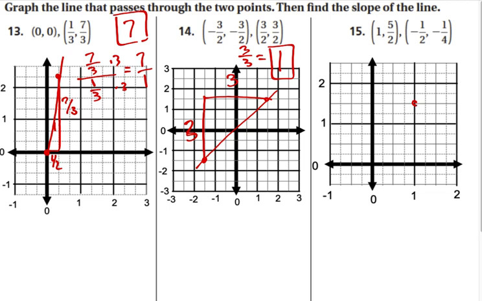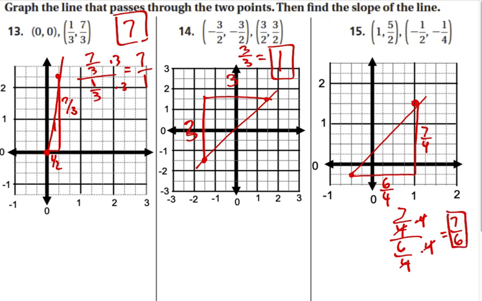Okay, number 15. 1 comma 5 halves and negative a half, negative a quarter. The slope here. Well, we need our right triangle. Here we are going 6 quarters. And here we're going 1, 2, 3, 4, 5, 6, 7, 7/4. Okay, so we will do the rise 7/4 over the run 6/4. Let's multiply top and bottom by 4. And we get 7/6 as our slope. This line goes up 7 units for every 6 units it goes to the right.